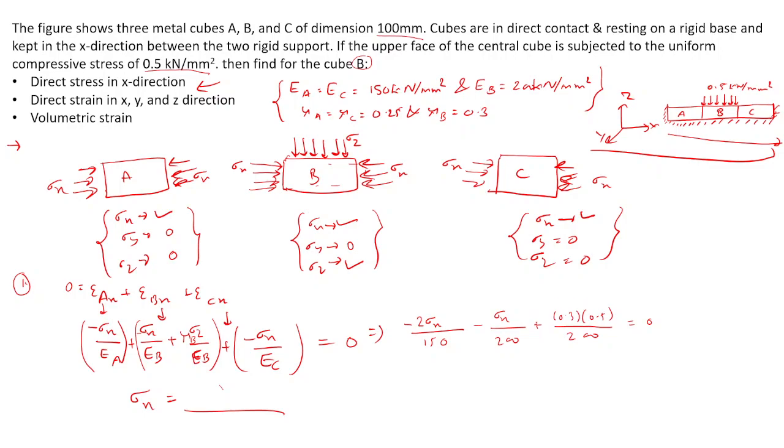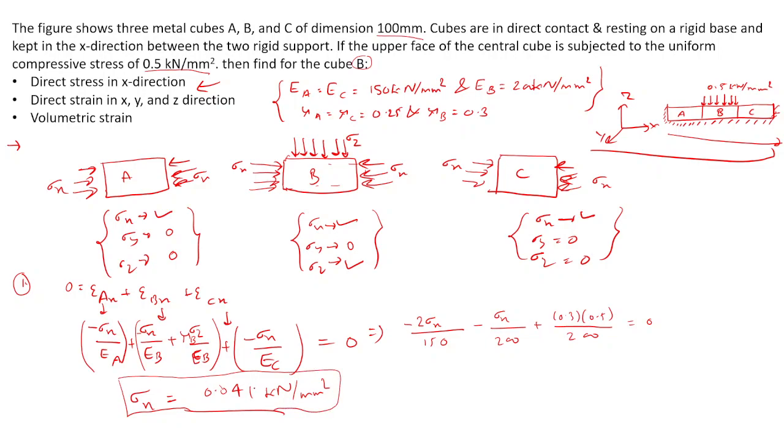Is it 0.041? Now 0.041, right? Yes. Kilonewton per mm square. One more person can confirm, and then we will proceed further. Yes, sir, I'm getting the same.